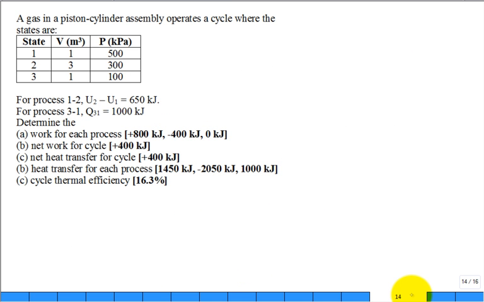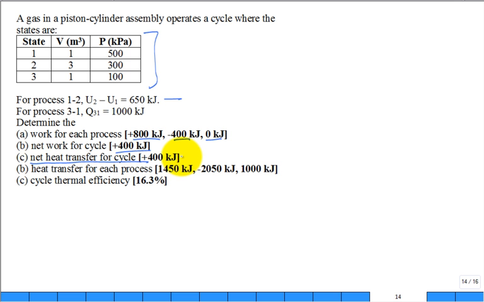Here's more information. They give us the same states, but they say for process 1 to 2, the change in U, what is the name of U? I forgot. Internal energy. The change in internal energy is 650 kilojoules. And for the process 3 to 1, Q 3 to 1 is 1,000 kilojoules. We already determined the work for each of those, and the net work for the cycle. Now, what is the net heat transfer for the cycle?